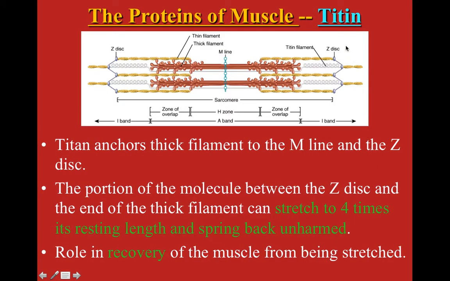The next protein that we're going to discuss is titin. Titin anchors thick filaments to the M line and the Z disc. So right here's the M line and the Z disc, and they're going to be anchored together. The thick filament is anchored by the titin protein. The portion of the molecule between the Z disc and the end of the thin filament can stretch to 4 times its resting length and spring back unharmed. It kind of looks like a spring in the illustration here.